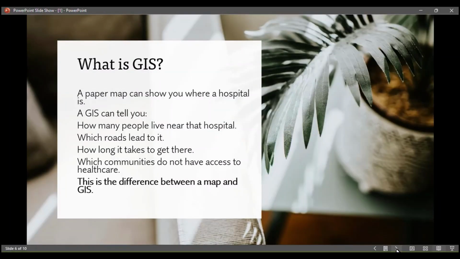Take for example, a paper map can show you where a hospital is, but a GIS can tell you how many people live near that hospital, which road leads to that hospital, how long it takes to get there, which communities do not have access to healthcare. Now, this is the difference between a map and a GIS.